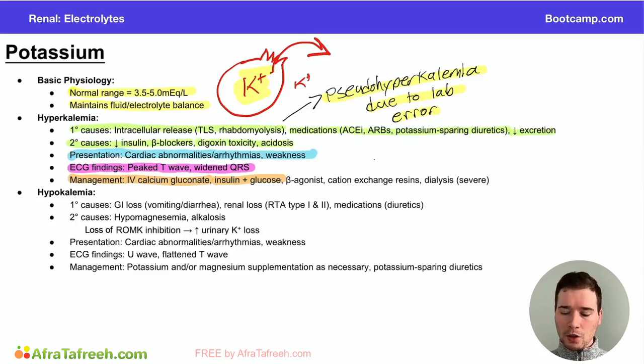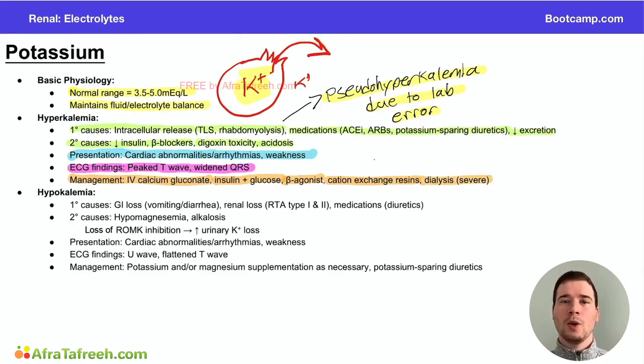Beta agonists can also be used. We talked about that mechanism, how it stimulates the sodium potassium ATPase as well. Additionally, you can give them something called a cation exchange resin. These are medications that will release sodium and calcium ions, which are then exchanged for potassium in the gut, ultimately allowing our body to excrete more of that potassium because we have too much of it to begin with. And finally, you can use dialysis for any severe derangement in the electrolytes in the body.